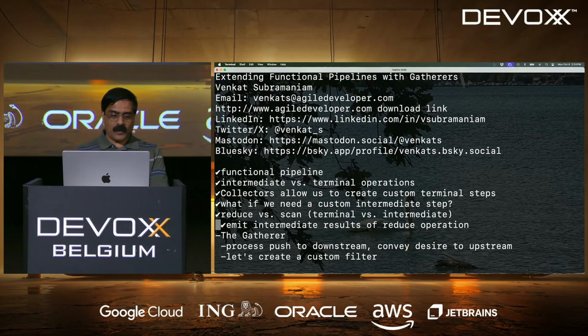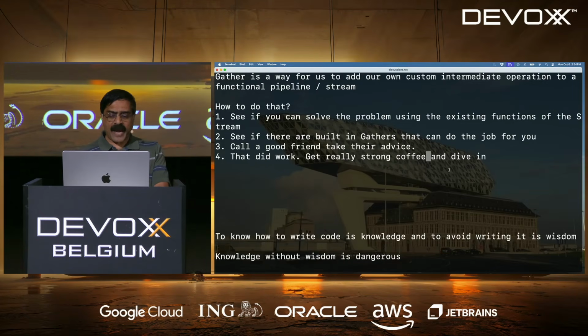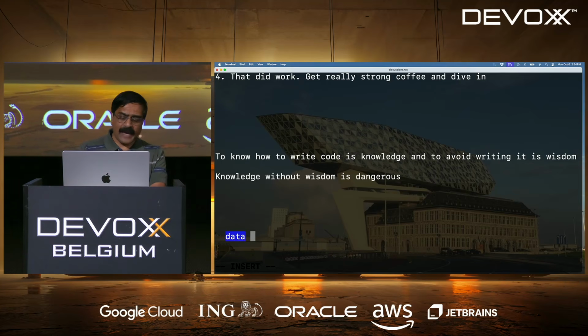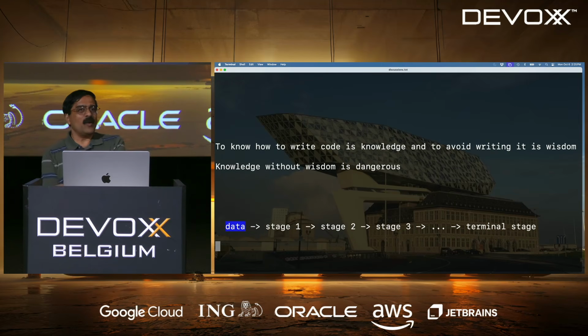So what can you do if you want to implement your own gatherer? What are you going to do? Well, before we go that route, we need to understand a few different fundamentals, if you will. So let's say we have data, and you're going to send the data using a stage 1, and you're going to send that to a stage, let's say 2, and a stage 3, and so on, until you get to the terminal stage. So this is where we need to take some time to really think through things we may not have spent the time thinking about in the past.